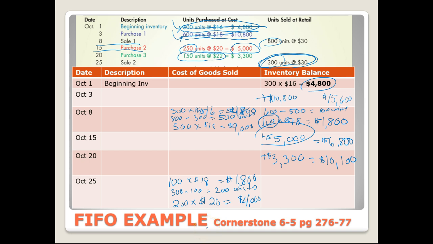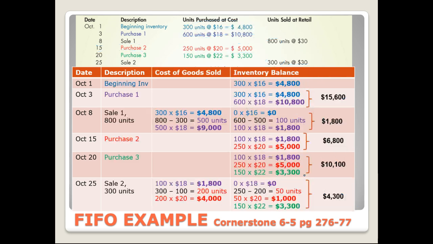Now, what is my ending inventory? Well, I know I don't have any of this inventory grouping left. I don't have any of the $18 per unit inventory left. I have 250 minus 200 units left at $20 a unit, which means it's 50 units left at $20 a unit, and that gets me $1,000. And I have all of the 150 units at $22, which gave me a value of $3,300. So those two together, $1,000 plus $3,300 gets me $4,300 left.